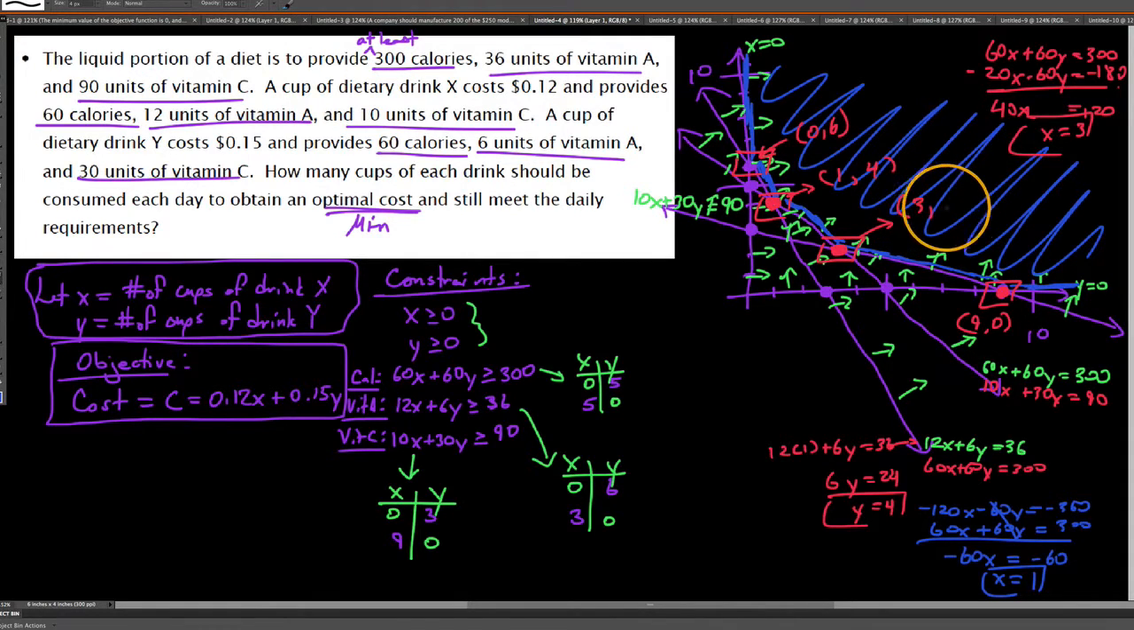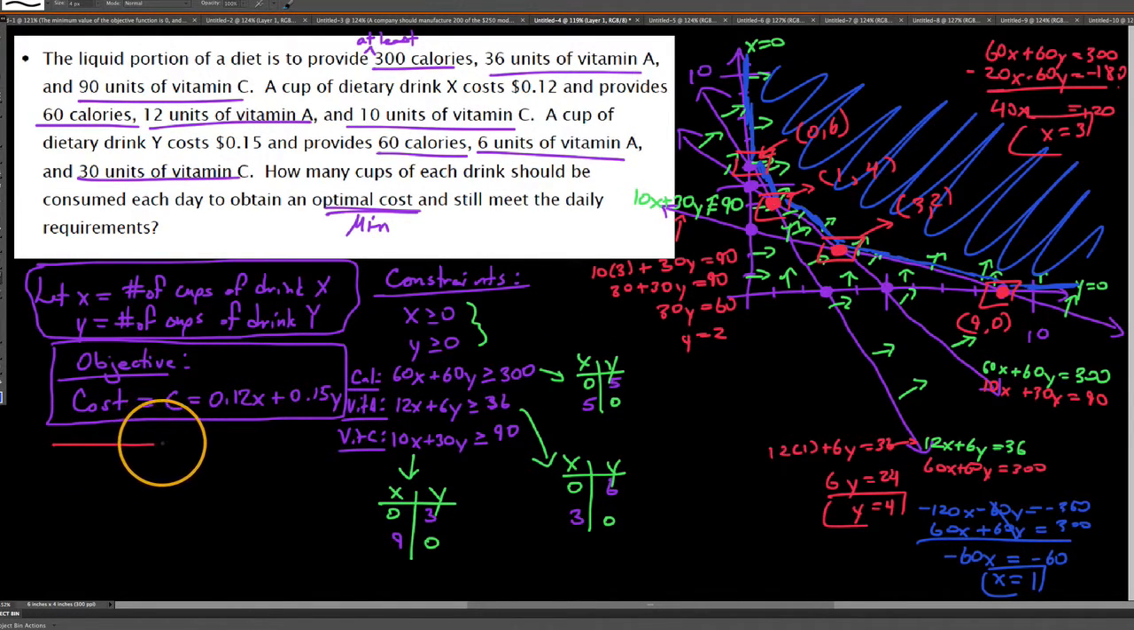With x being 3, I plug that back into one of the original equations, maybe this one over here. 10 times 3 plus 30 times y equals 90. So we have 30 plus 30y equals 90. Subtracting 30 from 90 gives us 60, so y must be 2. Okay, so all of this work just so we could get these vertex values.